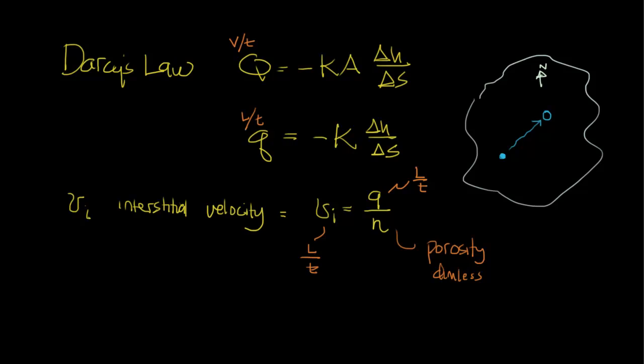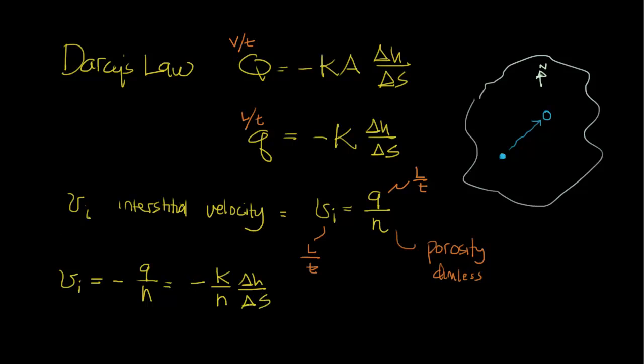So using this idea, we can write a third version of Darcy's law that we would use when we're interested in how fast a contaminant, for example, might move as it's carried by the groundwater system. We would say that the interstitial velocity of the groundwater is equal to minus q over n. So that is equal to minus K over n times the hydraulic gradient delta H over delta S.